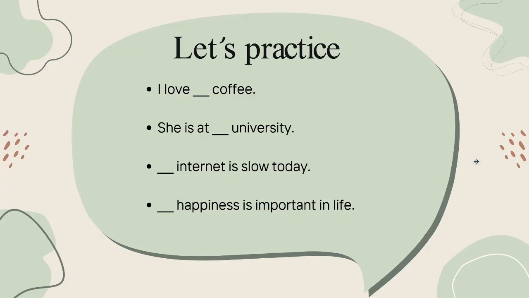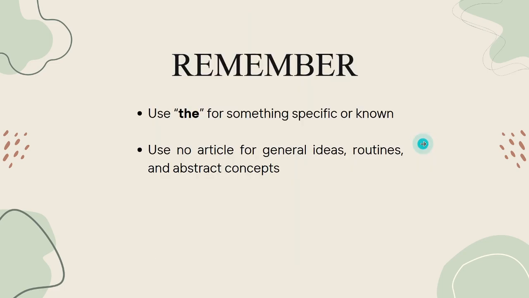So let's practice. You need to do this. Maybe you have to put what could be the correct answer. I love coffee or I love the coffee. She's at university or she's at the university. Oh my god, what did I say? I'm sorry. So let me know in the comments what your answers are, and I will review them if you have any doubts.